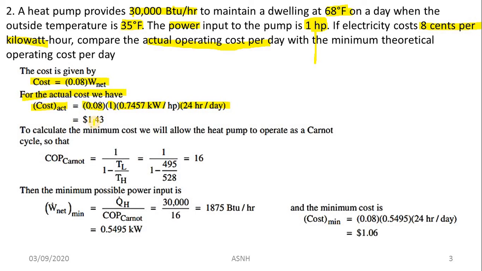So finally we will get the answer in terms of dollars, that is around 1.43. Okay, so here what is the main formula of the actual cost? The formula of the actual cost is that multiplication factor which is already given in the numerical. This is 8 cents per kilowatt hour for comparison purpose. Then multiply by the power in terms of kilowatt.